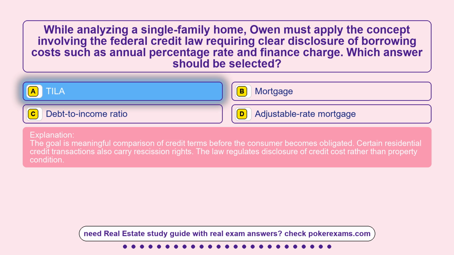TILA. The goal is meaningful comparison of credit terms before the consumer becomes obligated. Certain residential credit transactions also carry rescission rights. The law regulates disclosure of credit cost rather than property condition.